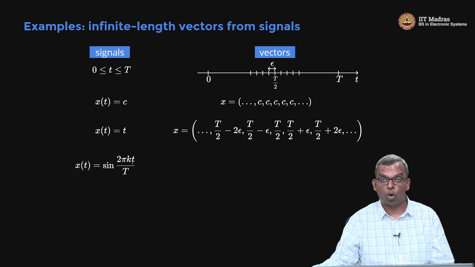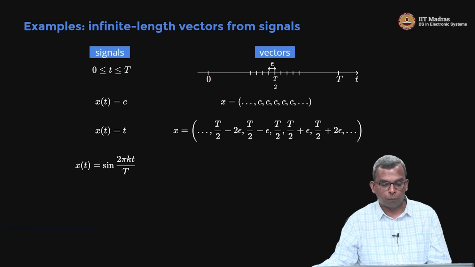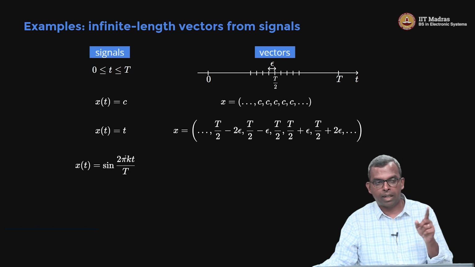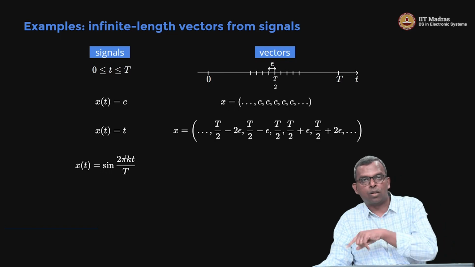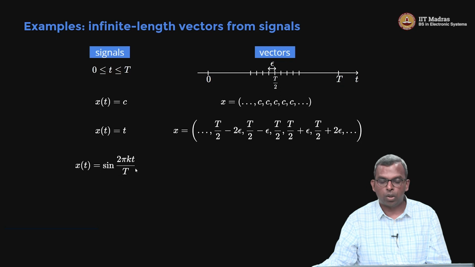You may also have a more complicated looking signal like sin(2 pi k t / T), where k is an integer. You can see this is a sinusoid, and from t equals 0 to t equals T, it does k cycles of the sinusoid, right. So 2 pi k. At t equal to 0, it is sin 0. At t equals capital T, the phase has gone to 2 pi k. So k cycles it has gone through. So it will have k cycles of the sinusoid from 0 to T.